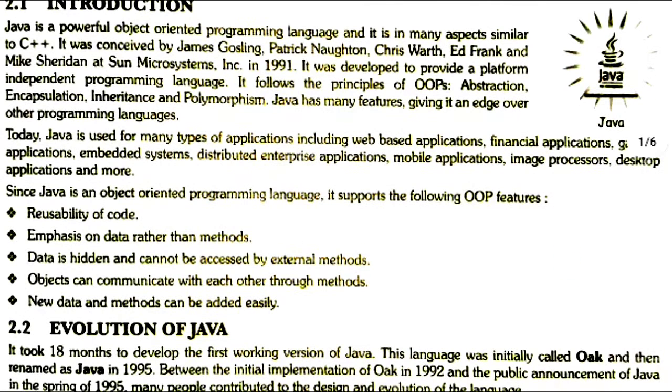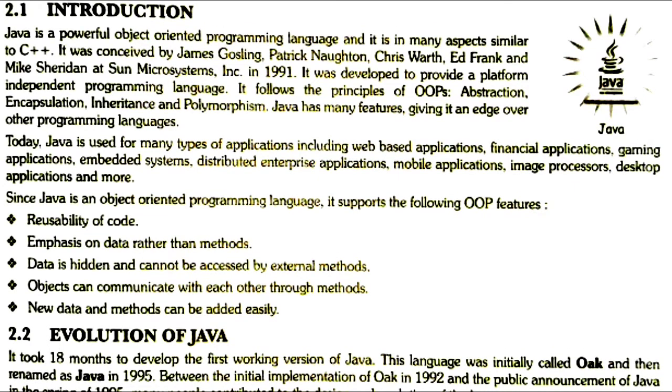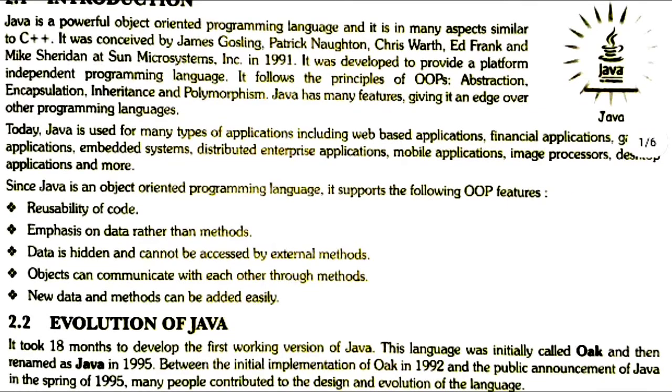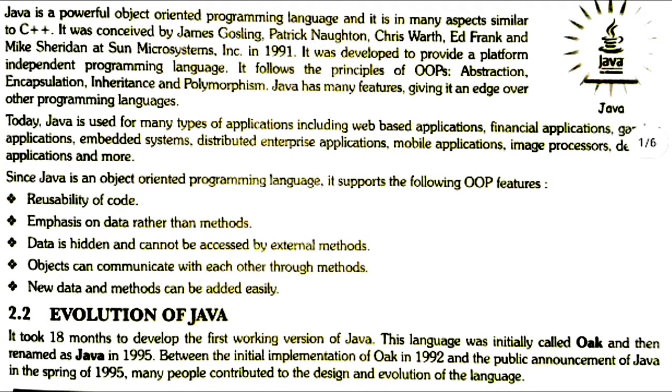In Java you have all the principles of OOPS, like abstraction, encapsulation, inheritance, polymorphism, classes, and objects. With the help of Java, you can make different types of applications for the computer, like financial applications, gaming applications, embedded systems, distributed enterprise applications, mobile phone applications, image editing applications, desktop applications, and many more. All these applications can be built with the help of Java.